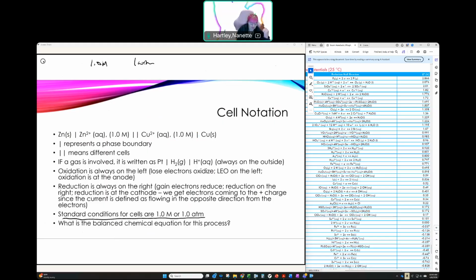Typically, we often go from a solid to an ion on the oxidation side and an ion to solid on the reduction side. We typically end up with a solid, ion, ion, solid. That's a fairly typical structure that we see, but it doesn't always happen.